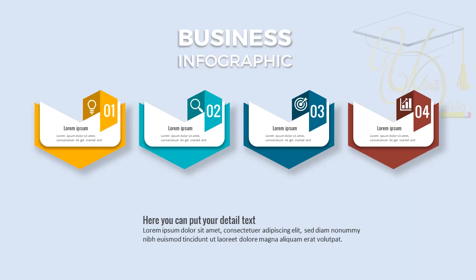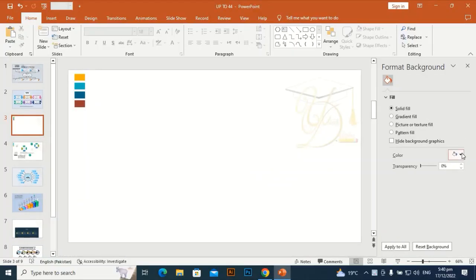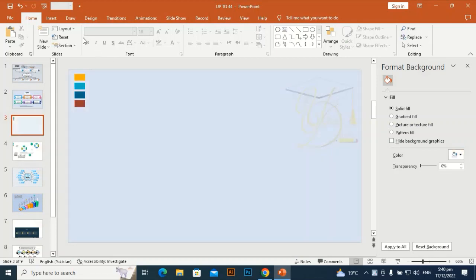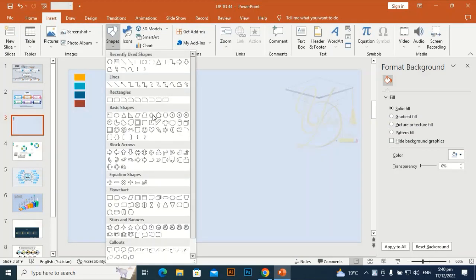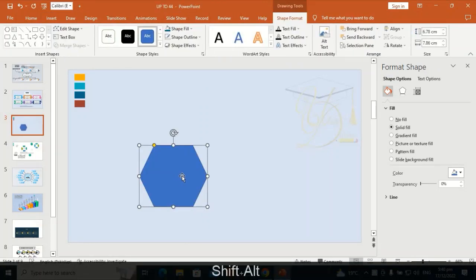Hello friends, in today's tutorial I am going to show you how to design this beautiful infographic in PowerPoint. Let's get started. Go to format background, we will give it some different color. I think it's okay. Go to shape, pick this shape and hold shift alt and drag it.